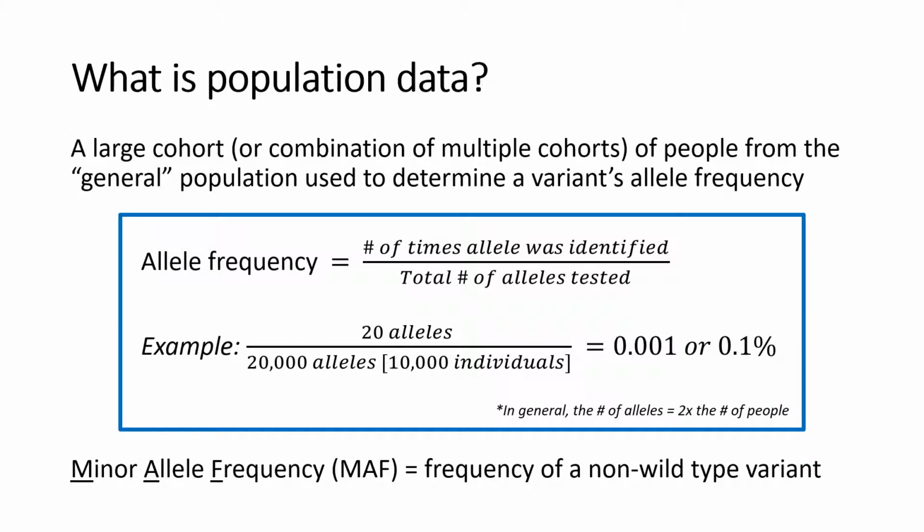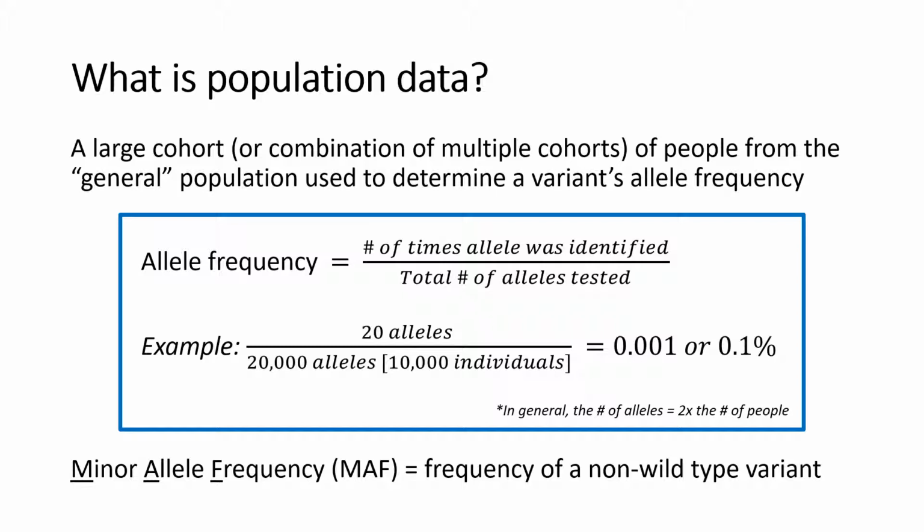Population data is when a large cohort of people, or a combination of multiple smaller cohorts, is used to understand a variant's frequency in the general population. Historically, this type of data was assessed using small cohorts of unaffected controls, but we now have much larger data sets to evaluate. The variant's frequency is referred to as its allele frequency, which simply means the number of times that variant or allele was identified, divided by the total number of alleles or chromosomes tested.